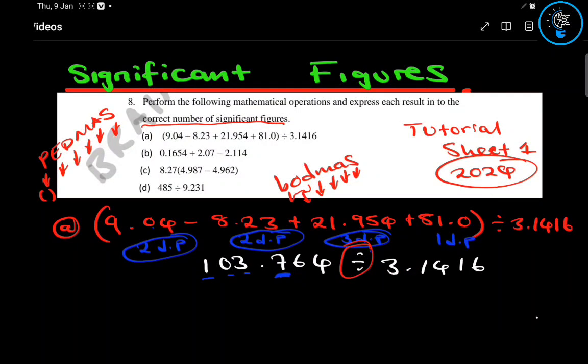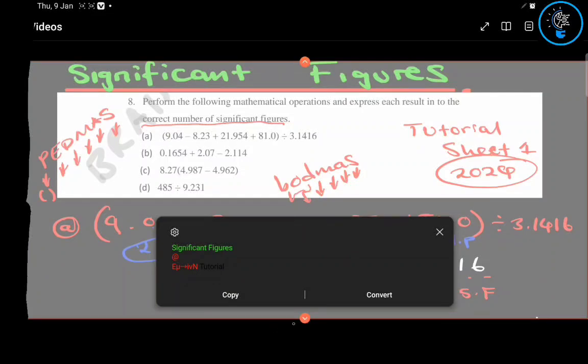So division, we know that we focus on what? Significant figures. So this side we have 4, as earlier said. Well, this side we have 1, 2, 3, 4, 5. We have 5 significant figures. So now you're going to go into your calculator and say divided by 3.1416.